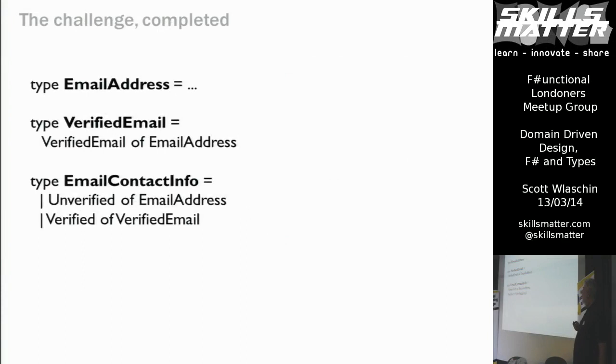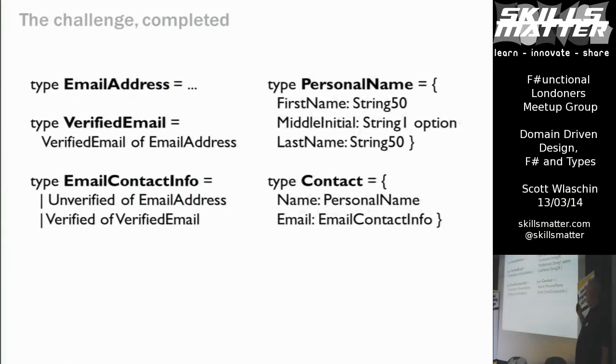So we've got all the ingredients now to go back and look at the first thing. We've got the email address, the verified email, the email contact info, the personal name, and the contact. So we now have 5 types where before we had 1 type. Now these 5 types are not taking up that much. They're taking a bit more space, but they're still quite compact.